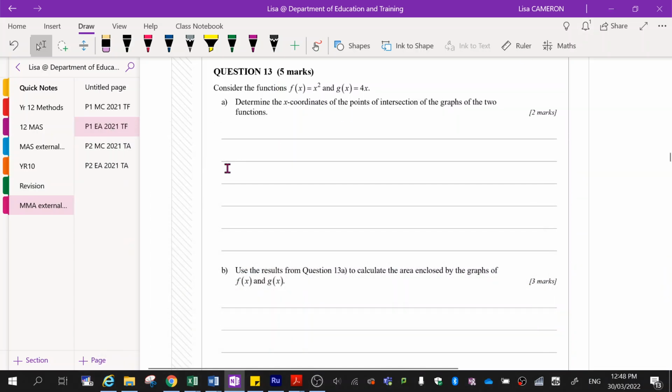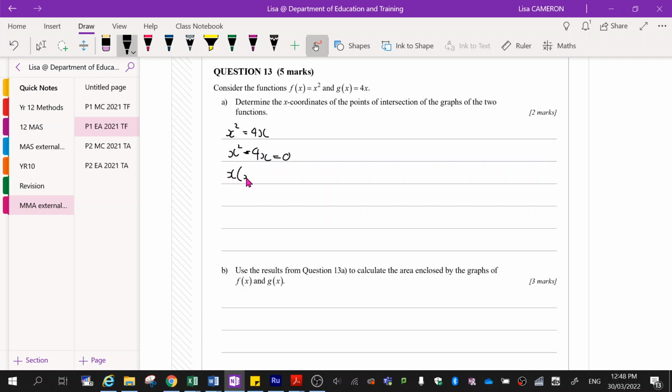So to determine the points of intersection, the coordinates of intersection, we need to let the equations equal each other first. So I can see here that it's going to work out to be quadratic. So I'm going to first take this over to the other side. So x squared minus 4x is equal to 0.